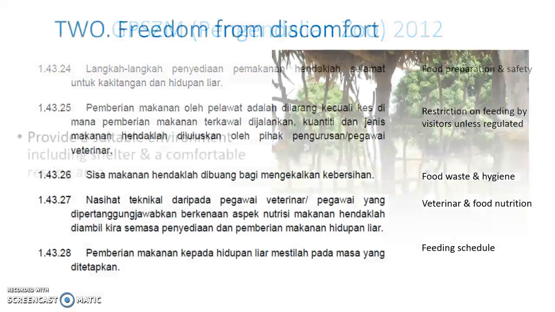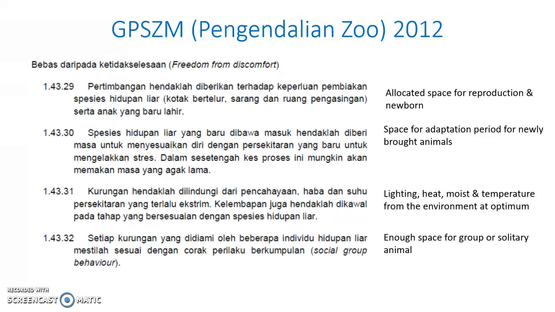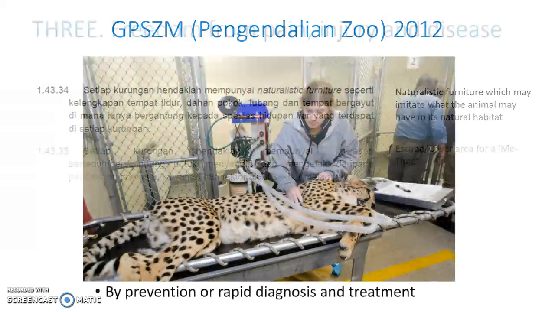Here as well. And secondly, freedom from discomfort. The animals need to be provided a suitable environment, including shelter and a comfortable resting area. Bebas daripada ketidakselesaan. For example, allocated space for reproduction in newborns, space for adaptation period for newly brought in animals, light, heat, and moist temperature for environment at optimum, enough space for group or solitary animal. Naturalistic furniture which may imitate what the animal may have in its natural habitat, and escape or cover area for a me time. So animal needs me time as well.